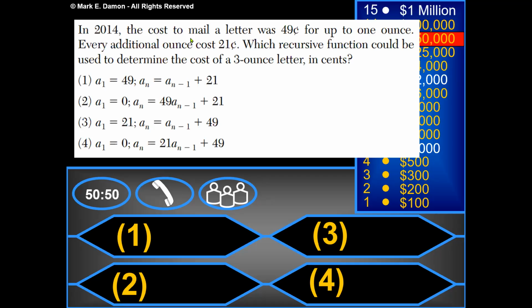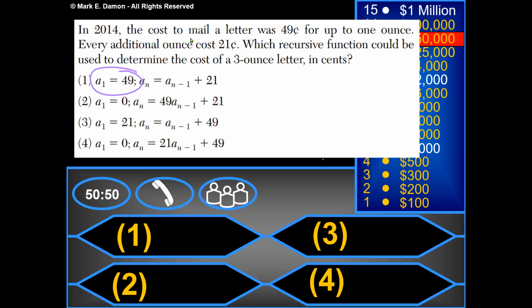Okay, so let's start talking. The cost to mail a letter was 49 cents for up to 1 ounce. So if you have half an ounce, 49 cents. Three-quarters of an ounce is going to cost you 49 cents. So no matter what, the initial value is 49 cents. Just knowing that alone should be enough for you to know that the first value has to be 49.